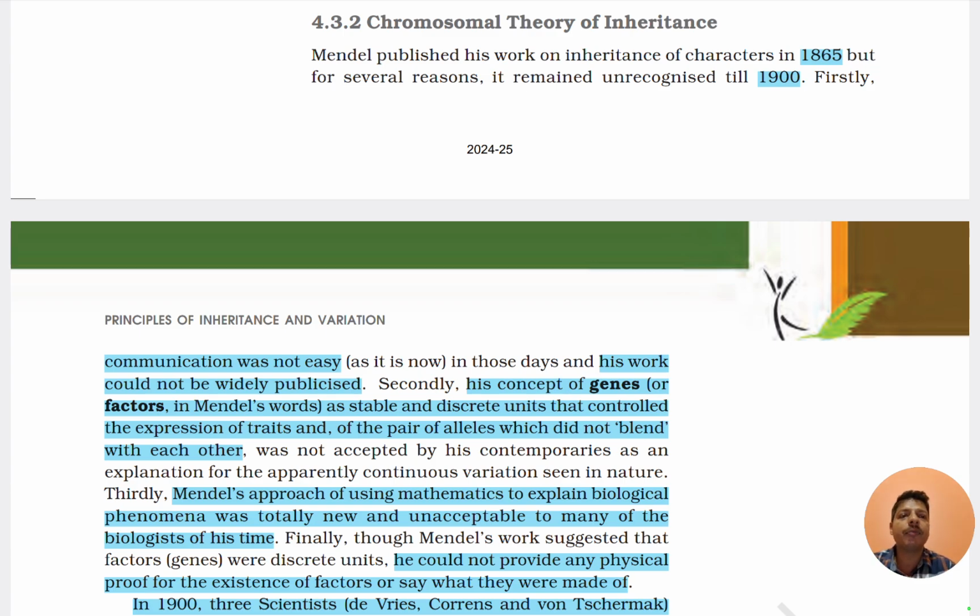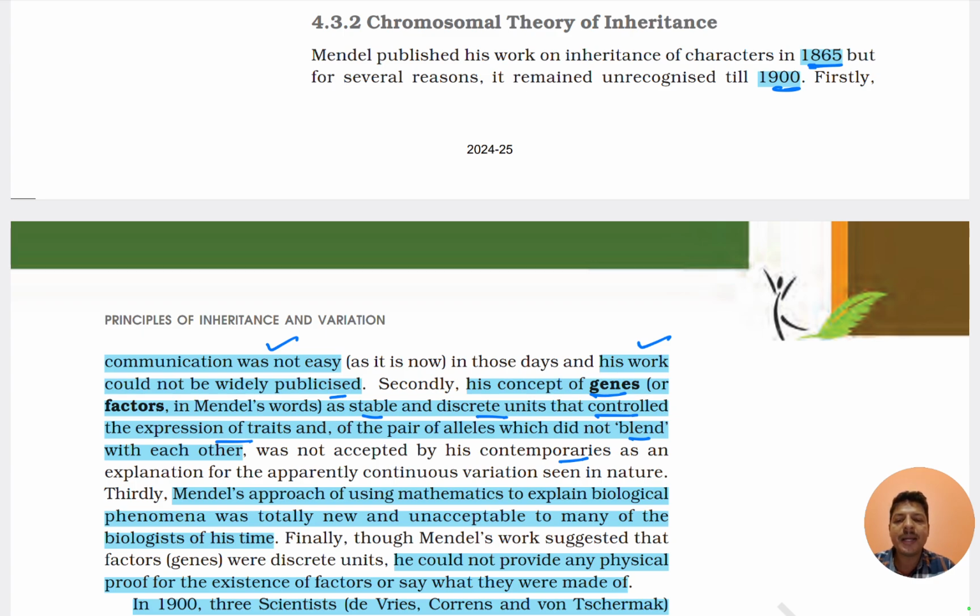Mendel published his work on inheritance in 1865, but for several reasons it remained unrecognized till 1900. First of all, communication was not easy in those days, and his work could not be widely publicized. Second, his concept of genes or factors as stable and discrete units that control the expression of traits, and the pair of alleles which did not blend with each other, was not accepted by his contemporaries as an explanation for the apparently continuous variations seen in nature.